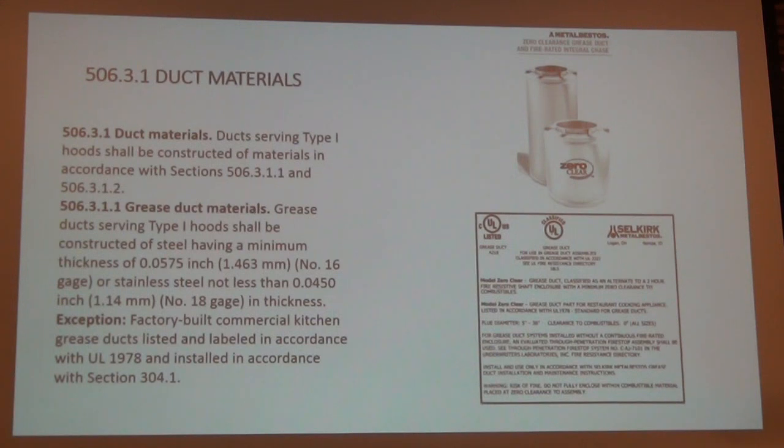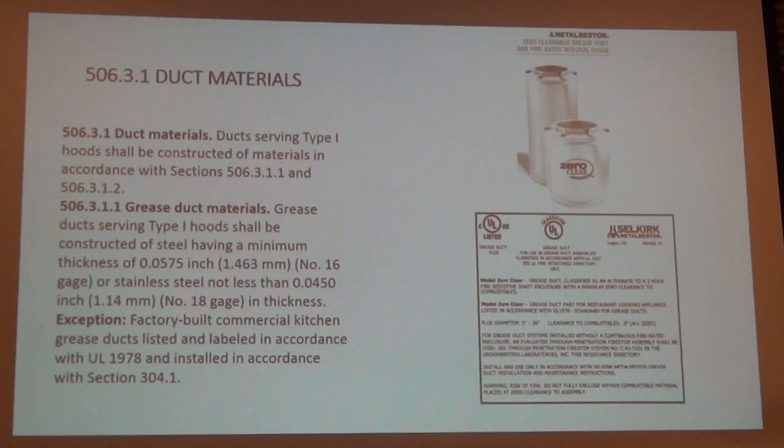Grease duct materials shall be constructed of minimum 16 gauge steel or stainless steel. I know, but it's NFPA 96, so it's a building department issue. So the grease ducts have to be basically 16 gauge steel.